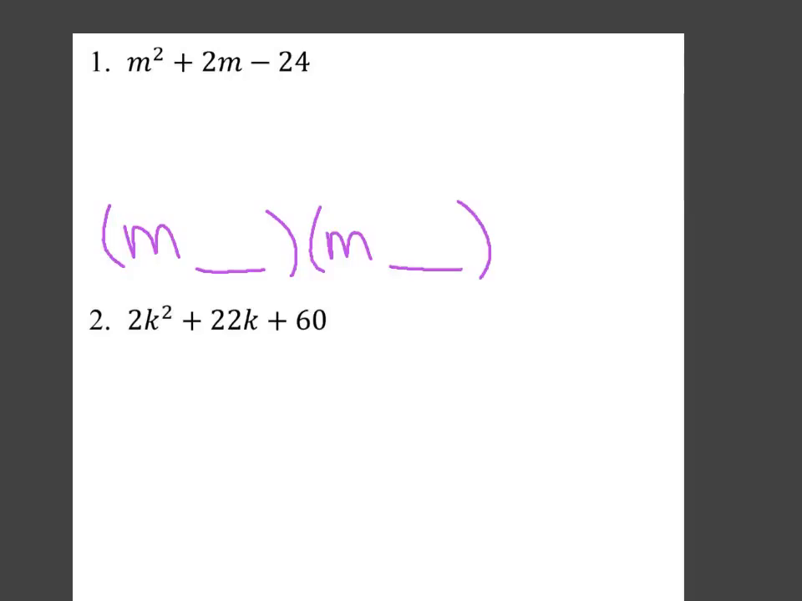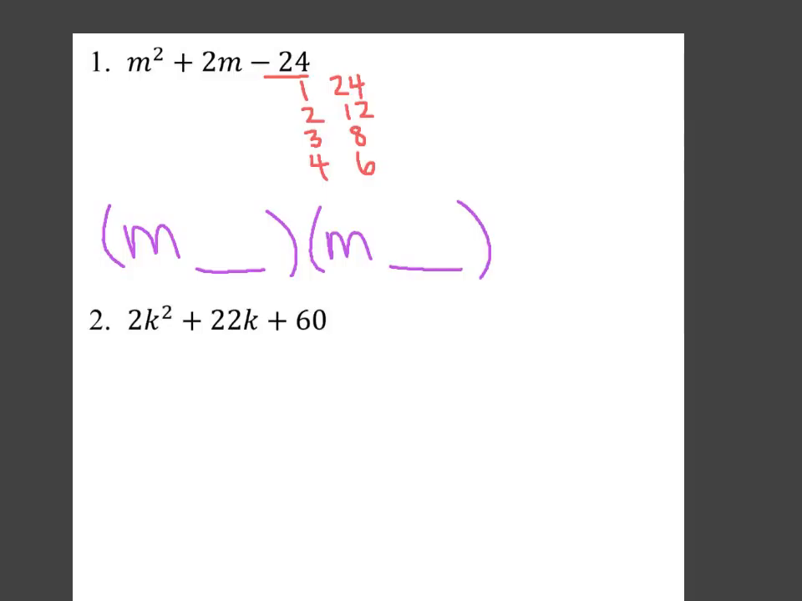Now, the easiest way for me to do that is I start by looking at the negative 24. And I list all of the factors to the number 24. So I know it could be 1 times 24, it could be 2 times 12, 3 times 8, or 4 times 6. So I have 4 possible pairings of numbers that would multiply to 24. Now all I have to do is take these 4 pairings and try and figure out which one of these is going to add to make the 2 in the middle.